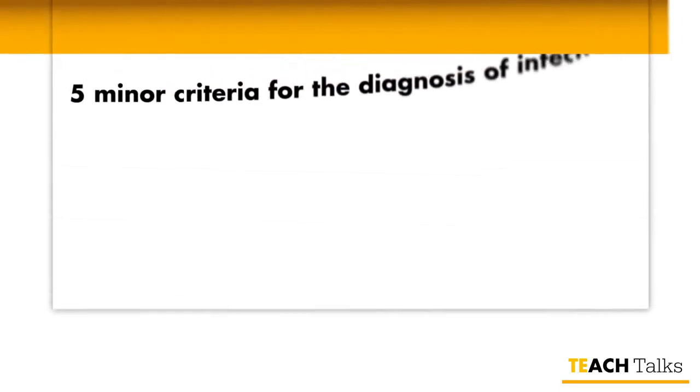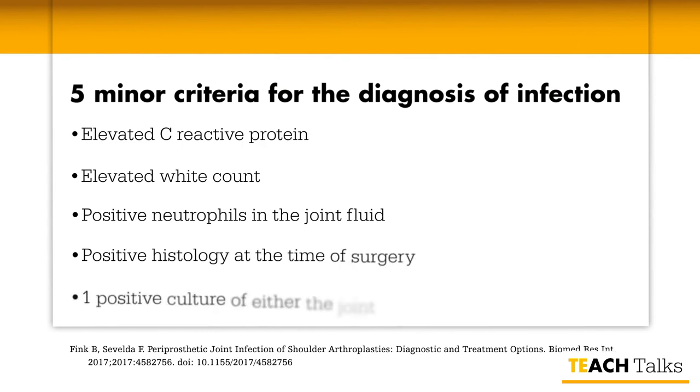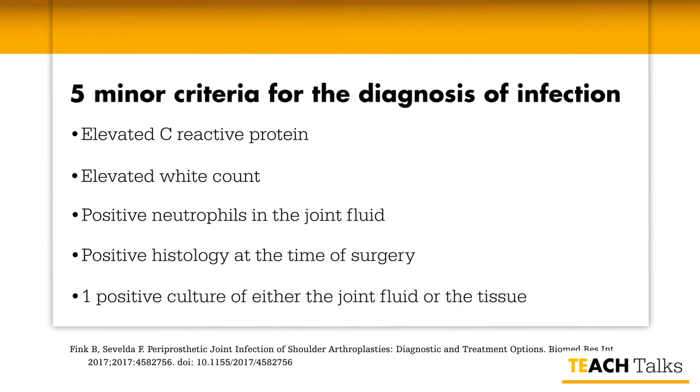Many times, diagnosis of infection is not that easy, and so 3 of 5 minor criteria can also be used to help diagnose infection. 5 minor criteria for diagnosis of infection include an elevated C-reactive protein, an elevated white count, positive neutrophils in the joint fluid, positive histology at the time of surgery, and 1 positive culture of either the joint fluid or the tissue.